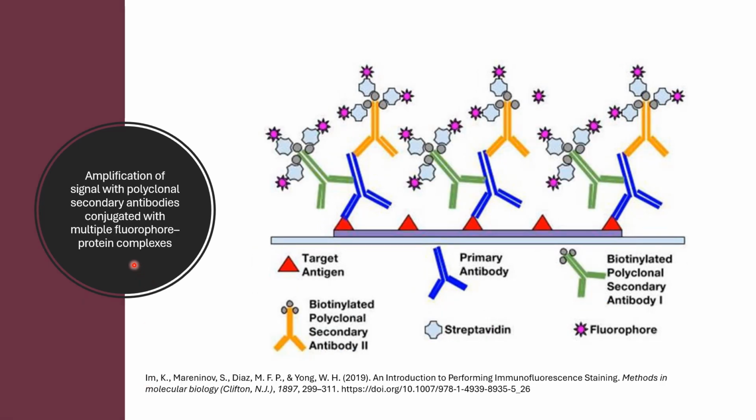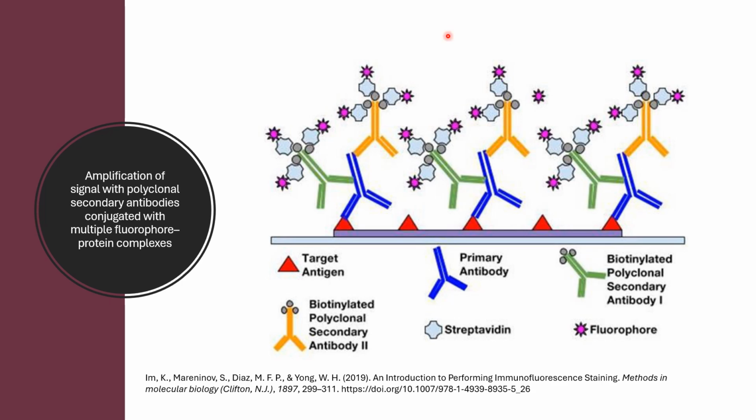Amplification of signal with polyclonal secondary antibodies conjugated with multiple fluorophore protein complexes. The immunofluorescence method has inherent advantages with regards to signal amplification, targeting specificity, resolution, and analytical capabilities. The immunofluorescence method can be further improved for greater amplification of the signal with the use of polyclonal antibodies in conjugation with enzyme complexes. One such example is the fluorophore-labeled streptavidin-biotin complex.